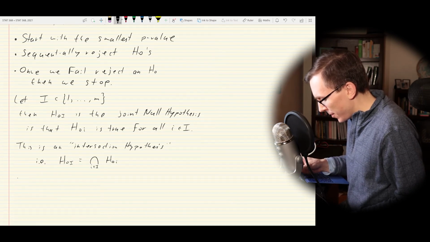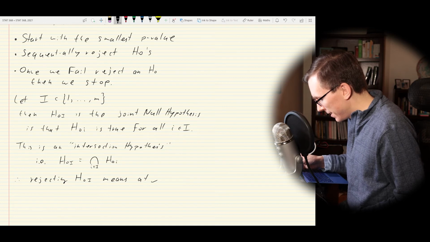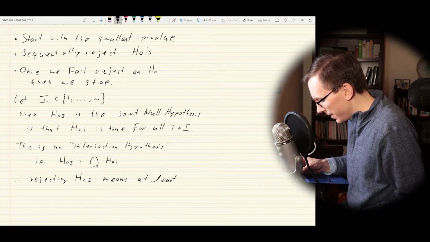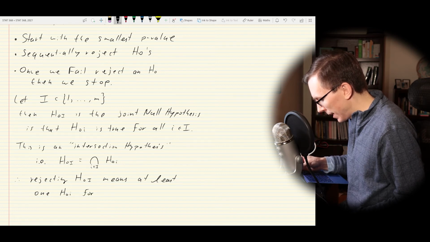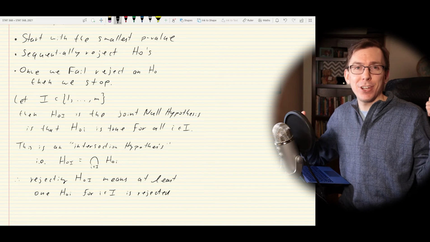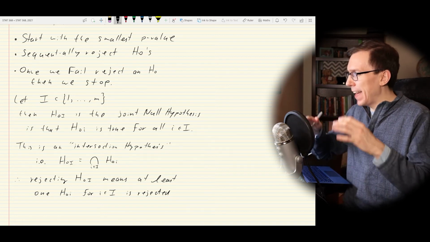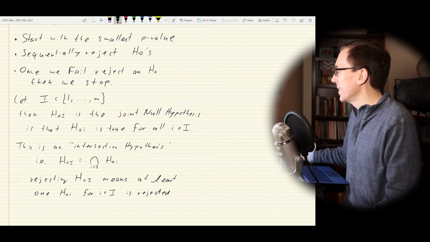I'll say, therefore, rejecting H naught capital I means at least one H naught little I for little I in capital I is rejected. It doesn't mean we have to reject all of them. It just means we have to reject at least one of the constituent null hypotheses, and then the joint null is rejected.